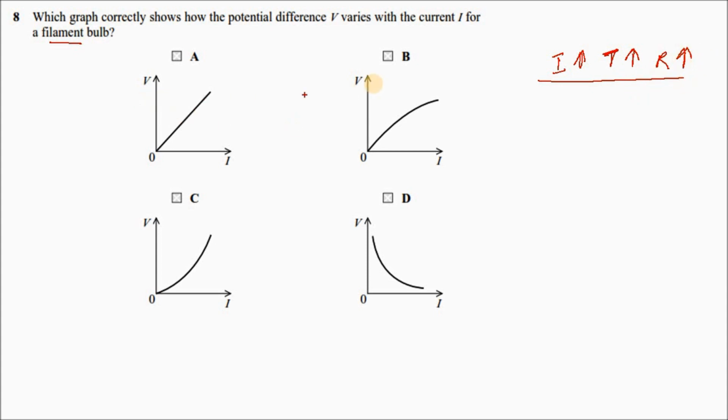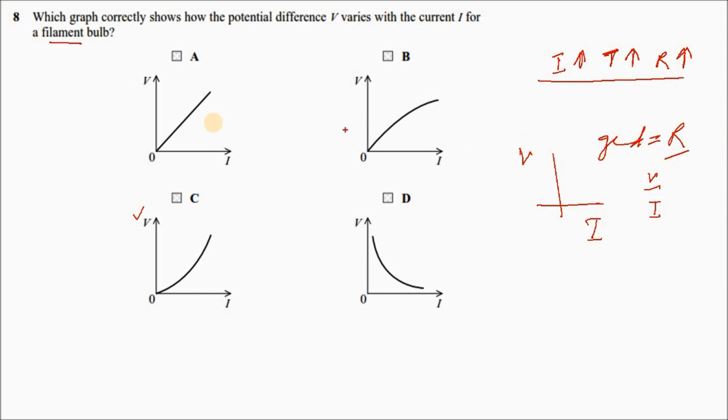Now we are given VI graphs, with V on the y-axis and I on the x-axis. If you have a V and I graph, then the gradient of the graph will be equal to the resistance, because the gradient is V upon I, rise over run. So the gradient of all the curves shows the resistance.